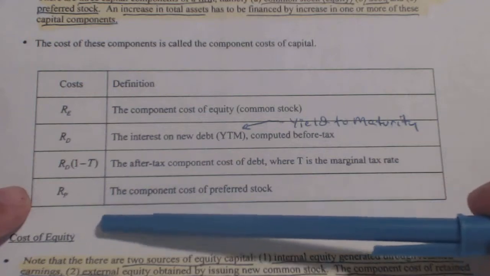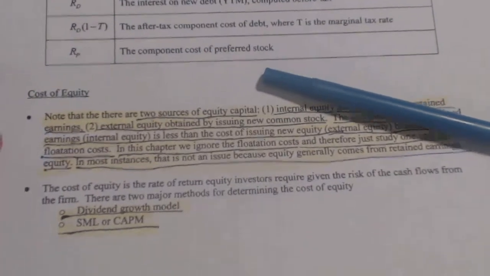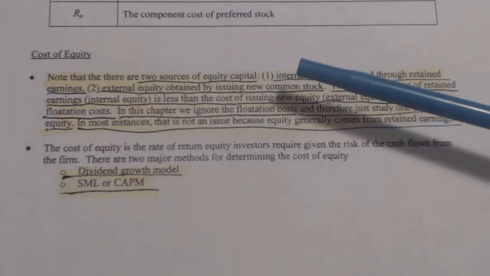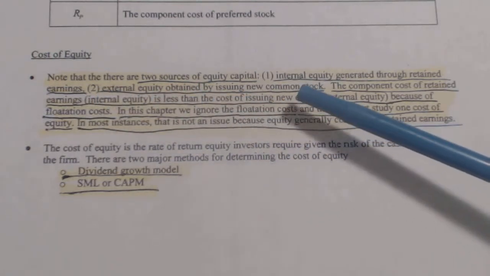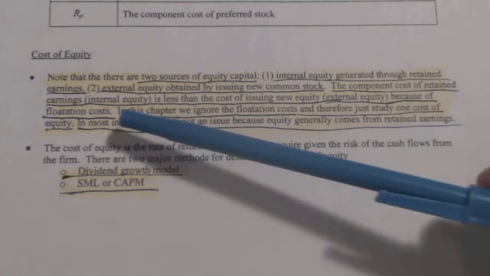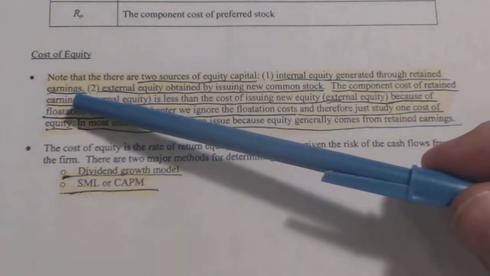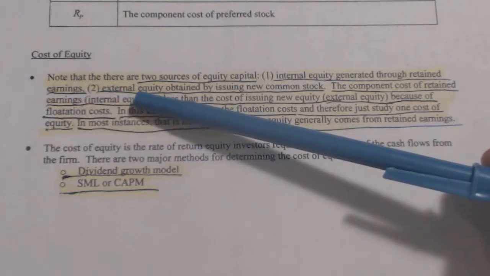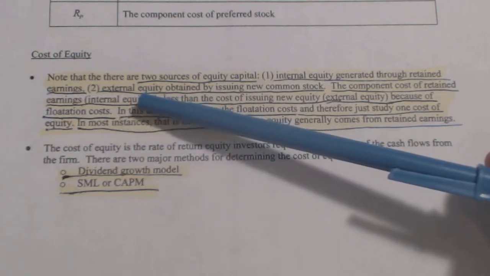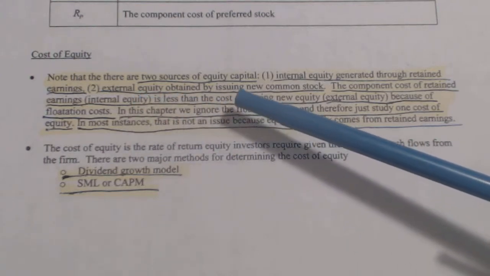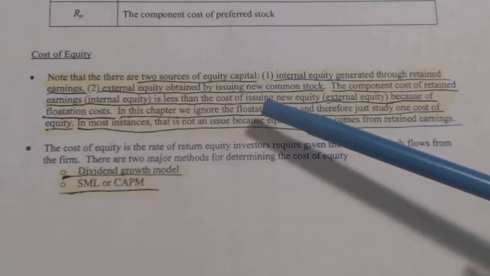Okay, and RP is the component for preferred stock. So that's basically when you're figuring out the return on preferred stock. Cost of equity. Note that there are two sources of equity capital: internal equity generated through retained earnings. So when you have retained earnings, your equity has increased. Because if you remember accounting, retained earnings goes into your equity side. And external equity obtained by issuing new common stock. So those are the two sources of equity capital.